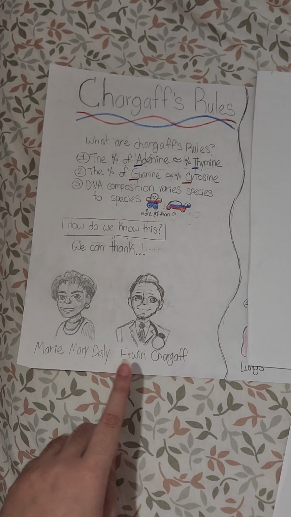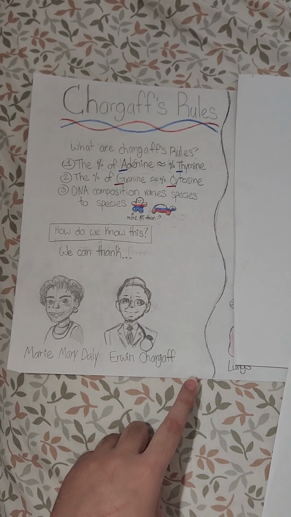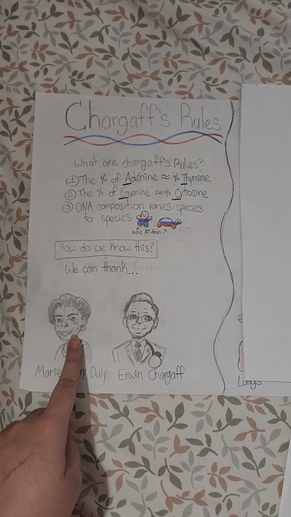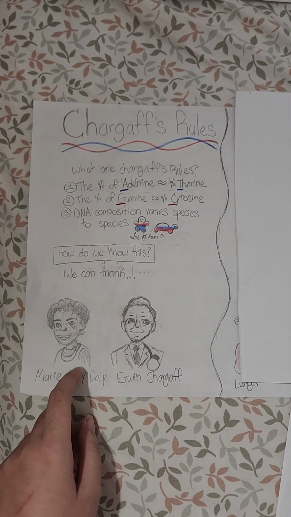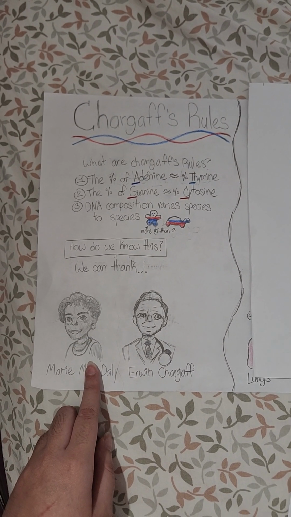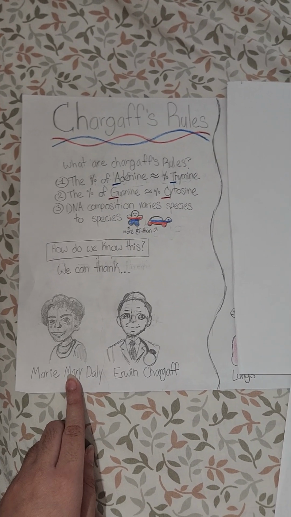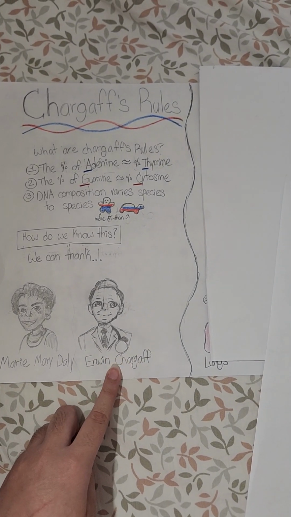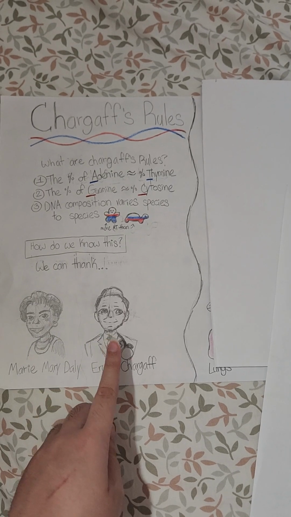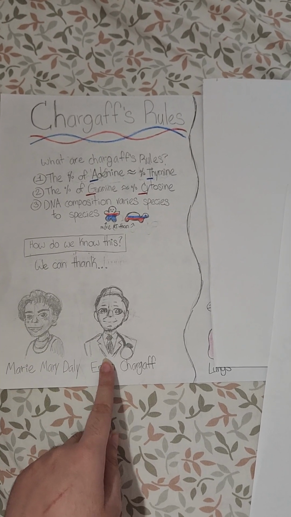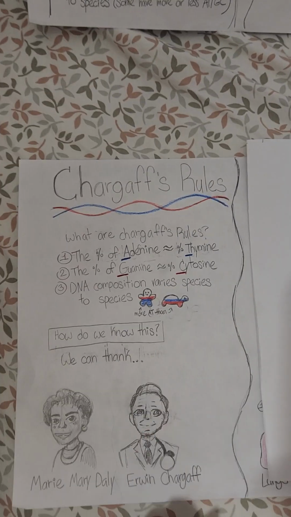Mary Daly and Erwin Chargaff. Daly developed methods for the extraction of nucleic acids and the relative amounts of purines to pyrimidines. Erwin used Daly's methods in his own experiments and found out Chargaff's rules.